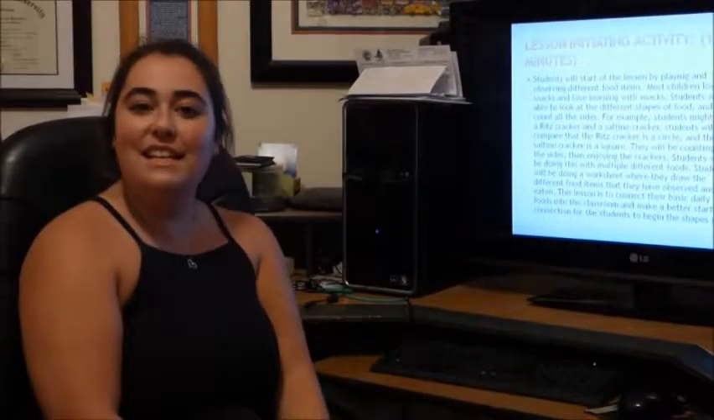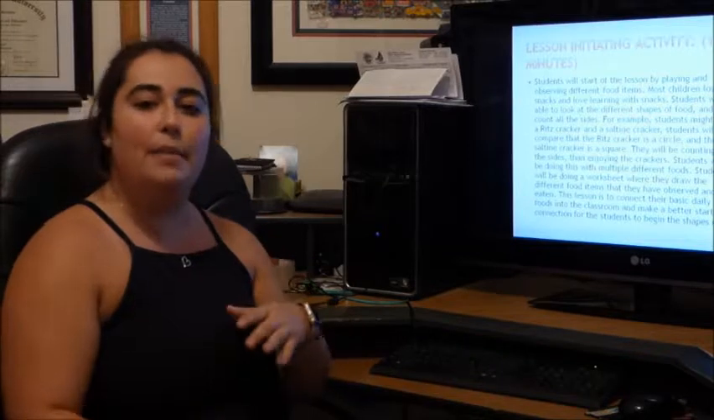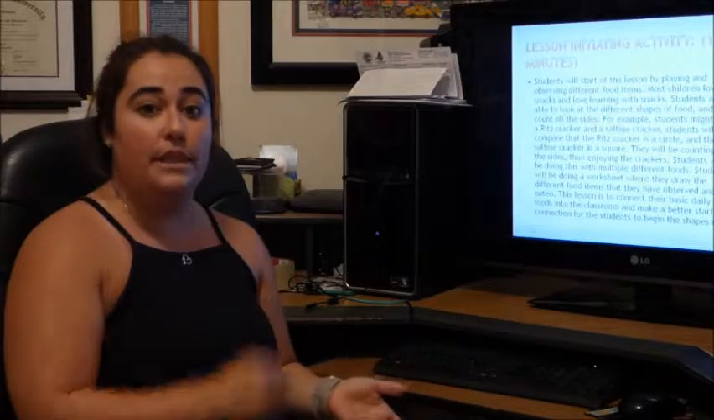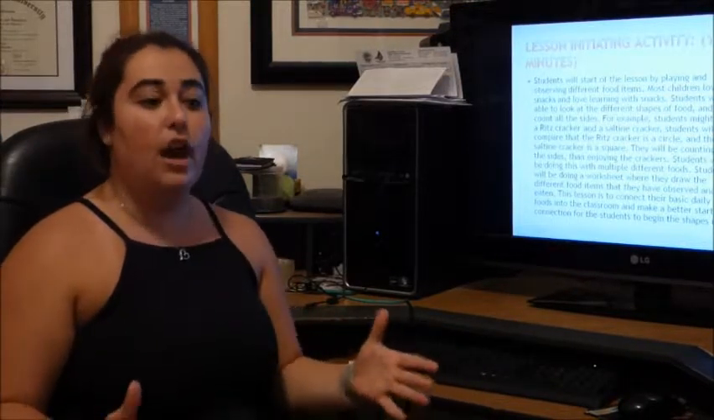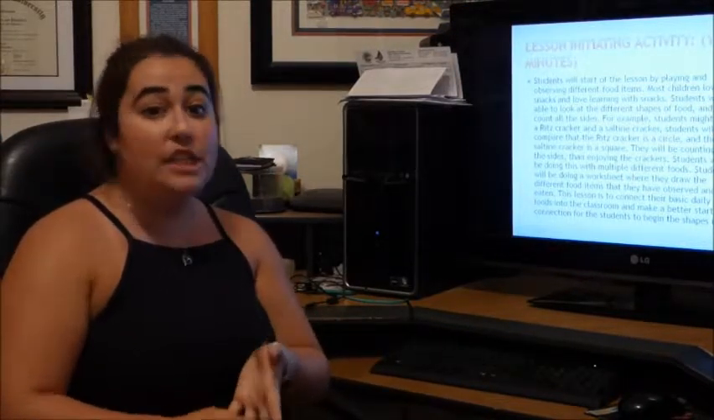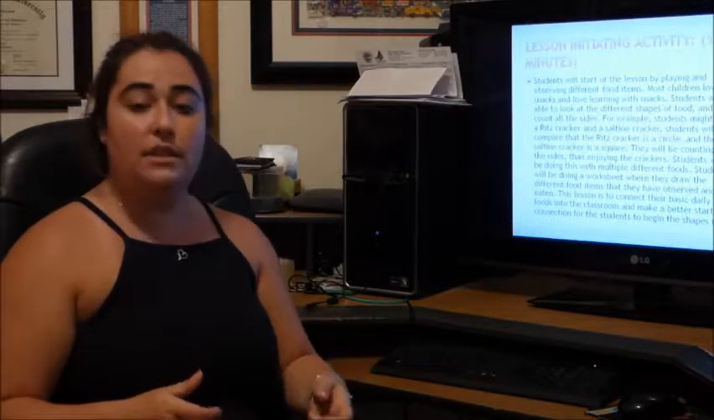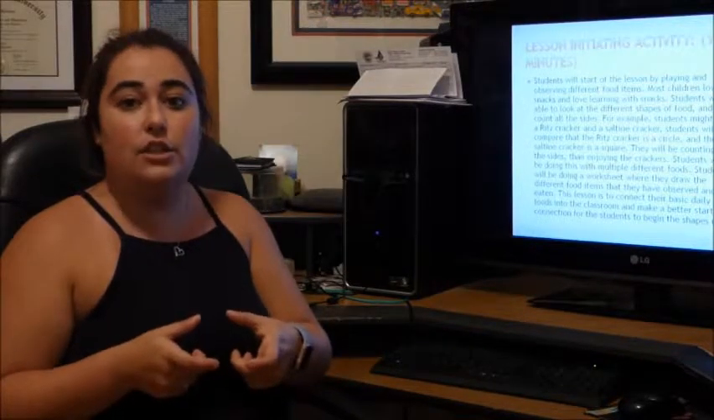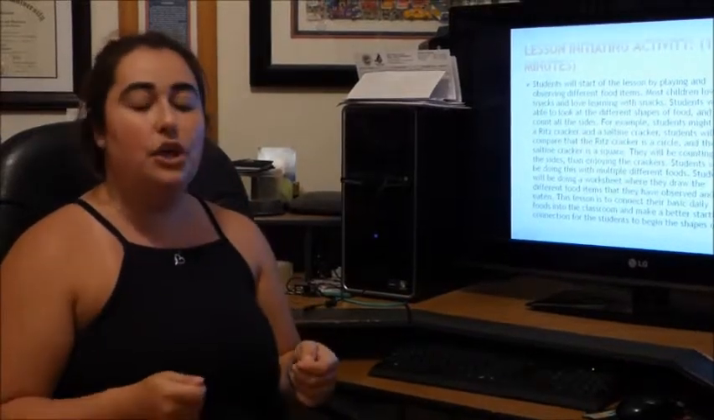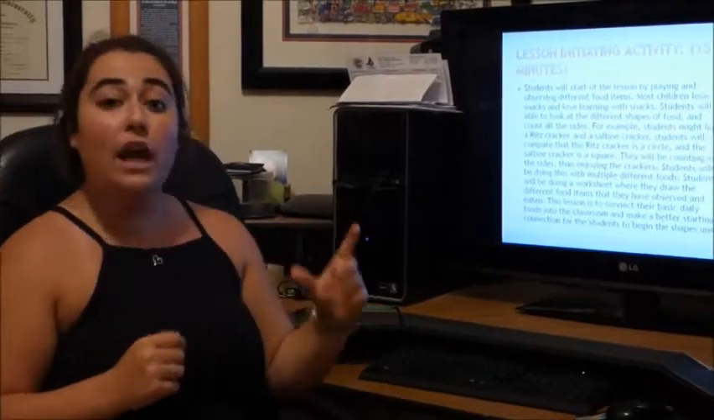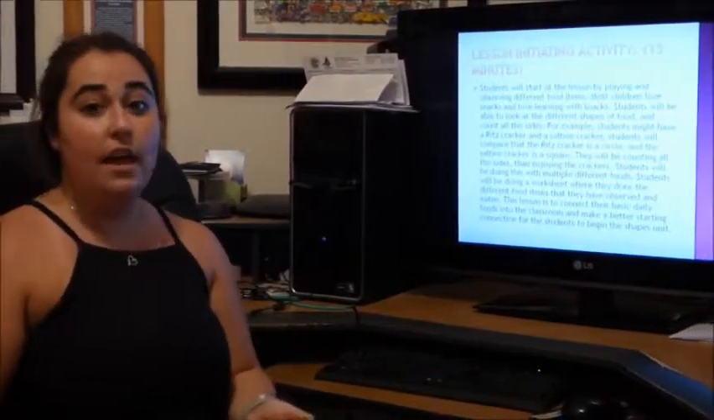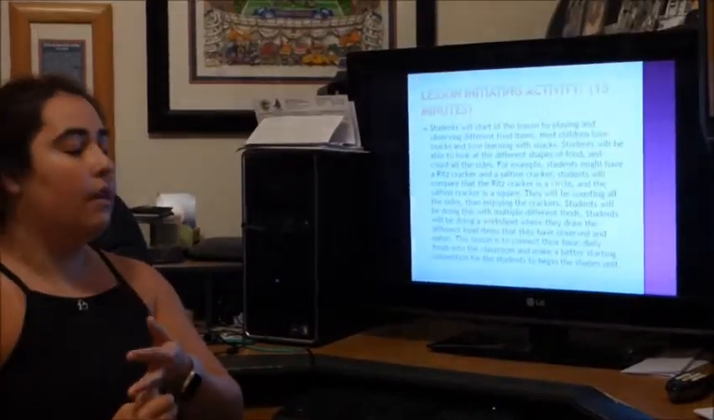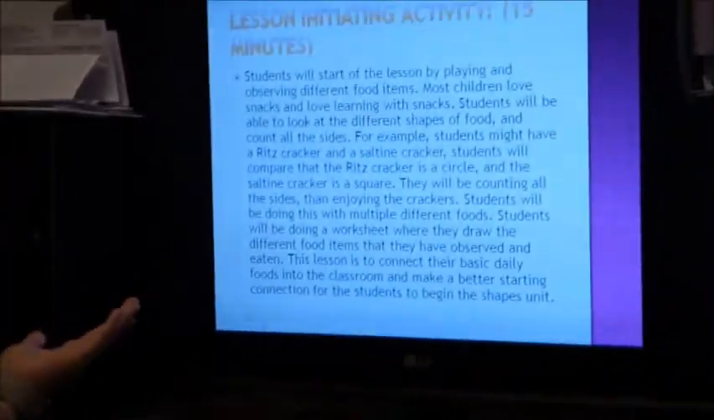For the lesson initiating activity, we're going to do a table activity. There are going to be different foods on each table, like I mentioned in the materials. On every desk, I would have a couple Ritz crackers, saltine crackers, Cheez-Its, and Doritos, and all the students will be able to look at their own. They'll notice the Ritz cracker is like a circle while the saltine is a square, and they'll be able to mix and match and say, look, this one's a square, this one's a circle. They'll be able to compare and contrast the differences between the number of sides, the number of vertices and angles from the food.